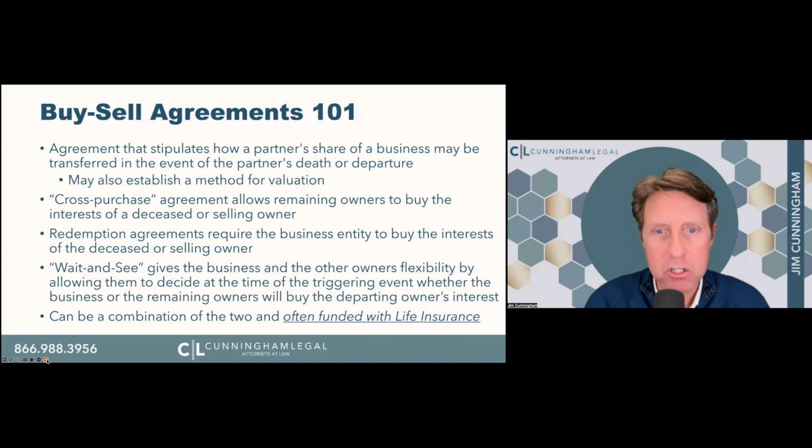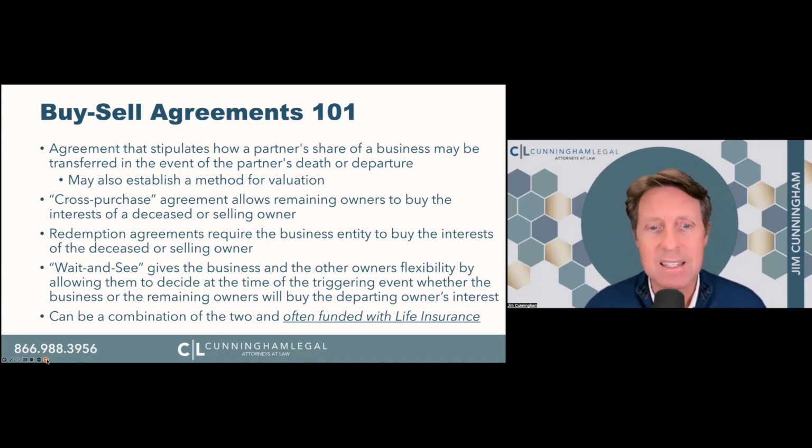One is a cross-purchase agreement. This allows the remaining owners, the remaining partners, to buy the interest of a deceased or selling or exiting owner. And we'll have an example on that. So that's where another person is buying out another partner's interest, right? A redemption agreement requires the partnership or the business entity to buy the interest of the deceased or selling or exiting owner. So instead of an individual buying that partner's share, the partnership itself buys out the exiting partner. And that's typically in a larger organization for obvious reasons.